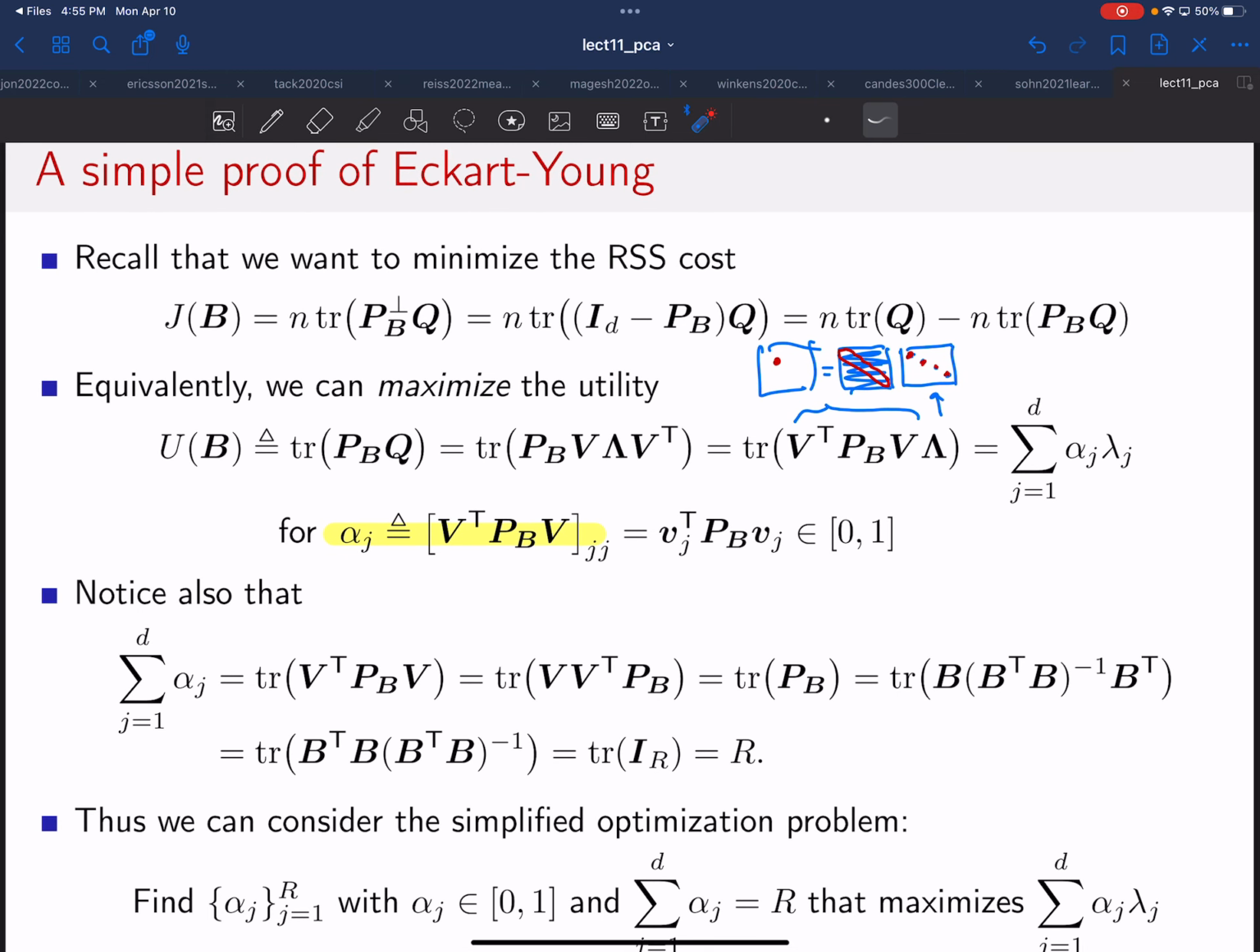And there's one more interesting property: what happens when we sum all the alpha j's? It turns out when you sum them all up, you get R. So let's try to prove that to ourselves.